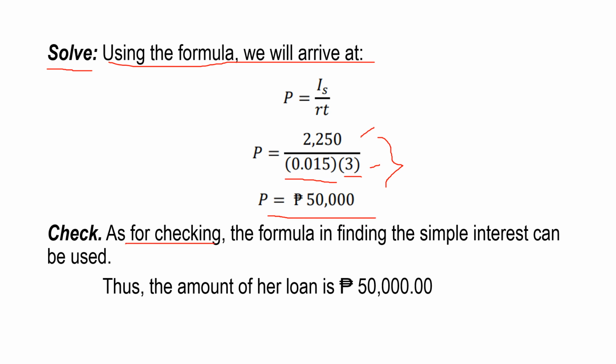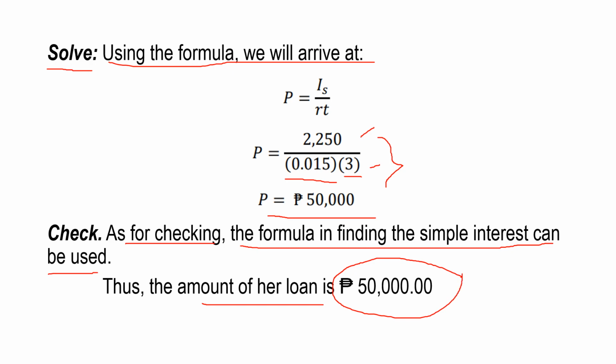So as for checking, the last step, the formula in finding the simple interest can be used. So we just simply use the simple interest in checking if the computed value is correct or not. Now by simply checking, we can arrive at the idea that your P now is 50,000 pesos, and that is correct. So thus the amount of our loan is 50,000 pesos.